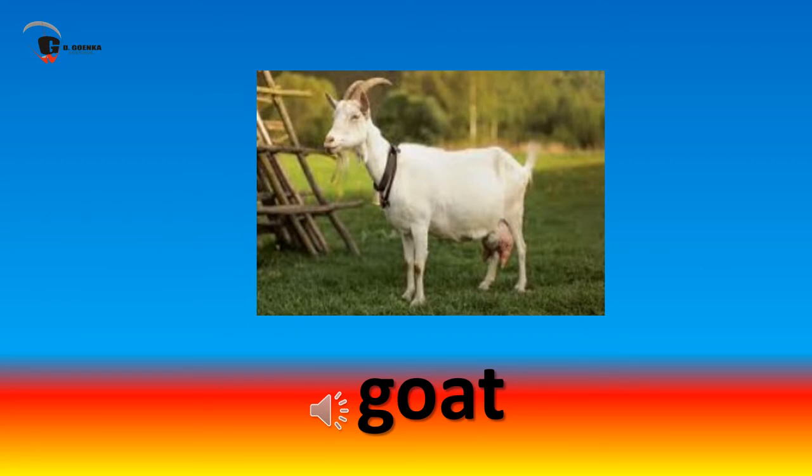Now, second farm animal which we will do is goat. This is the picture of goat. Goat also has 2 eyes, 2 ears, 2 horns and a small tail, 4 legs. So this is goat.